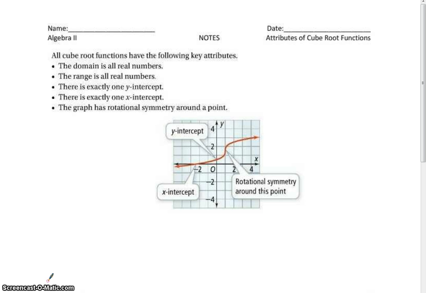When you start by looking at their key attributes, the domain for a cube root function is all real numbers. The range is also all real numbers. There is exactly one y-intercept, and there is exactly one x-intercept. The graph has rotational symmetry around a point. Every one of those key attributes applied for cubic functions as well. If you look at the graph, what you will notice is the only difference is that this graph goes sideways instead of up and down.